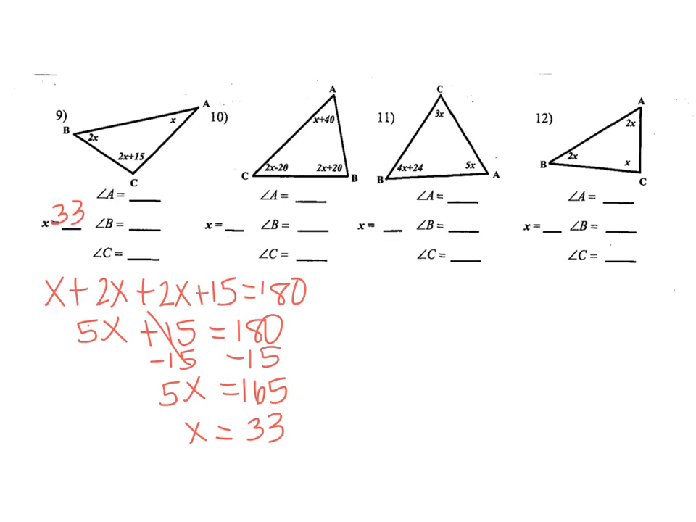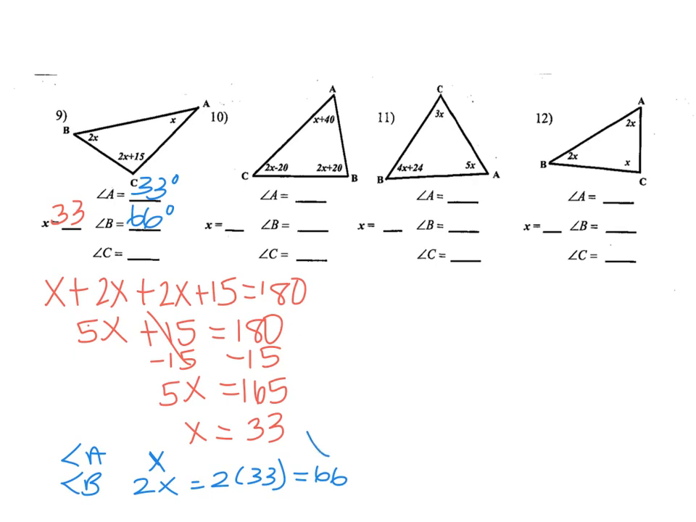All right, now I'm going to plug in for A, B, and C. So angle A has a measurement of x. So if it's just x, that means that x would be equal to 33. So I would just replace the x with 33. So angle A is 33 degrees. Angle B has a measurement of 2x. So I'm going to say 2 times 33, which is going to give me 66.